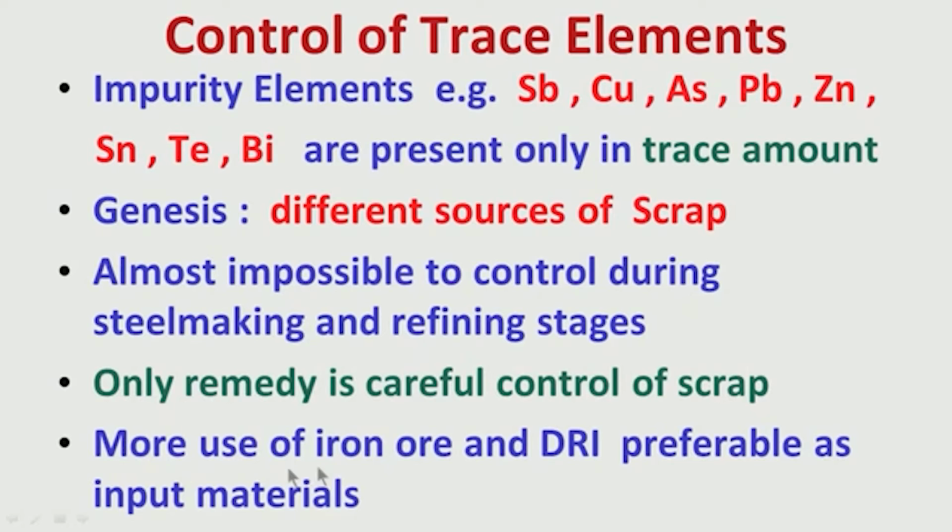Some amount of scrap is always necessary for making steel, but we can use more iron ore and DRI. These are preferable as input materials to take care of these trace elements, because fortunately iron ore and DRI do not have these trace elements, unlike scrap. So if you use more of these as input materials, the sources of these trace elements are cut off. That means we will get a very small amount of these elements in our steel.